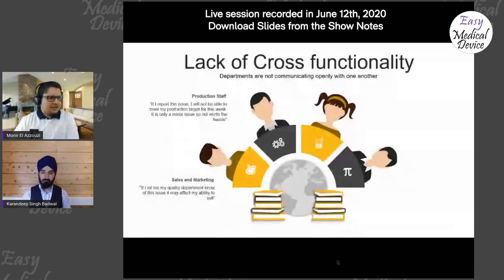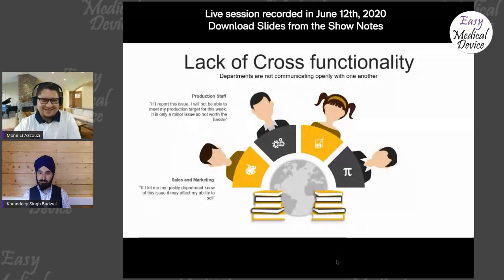Next one, production staff: if I report this issue, I will not be able to meet my production target for this week. It is only a minor issue, so not worth the hassle. So what do you think? It happens. If you're production staff and they say you need to make 250 units this week, they start to think, if there's a problem, they're going to pull this off, I can't meet my target, I might get disciplinary action against me.